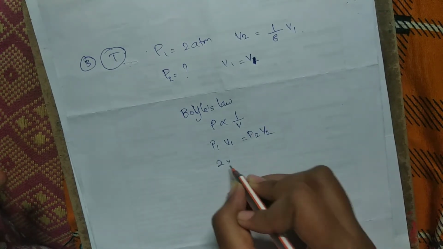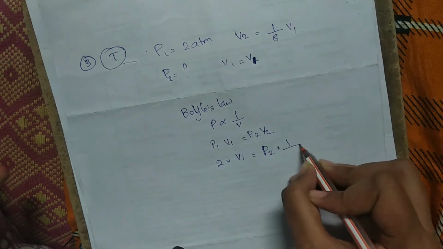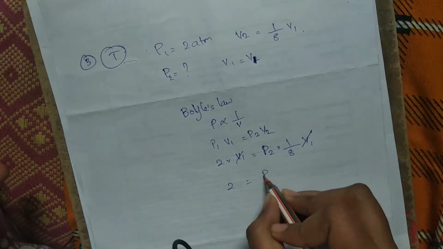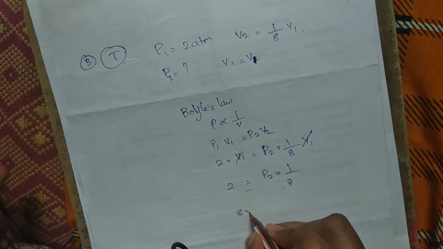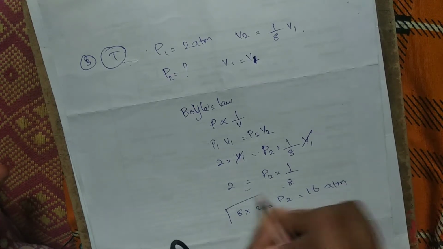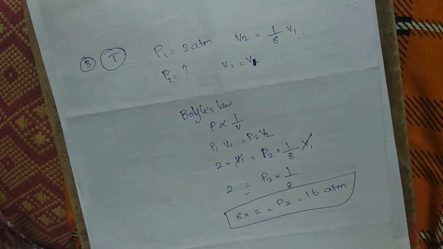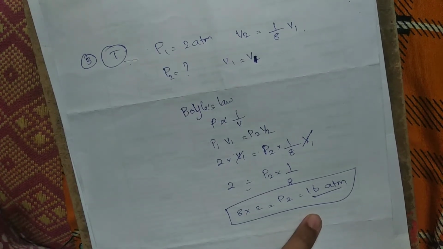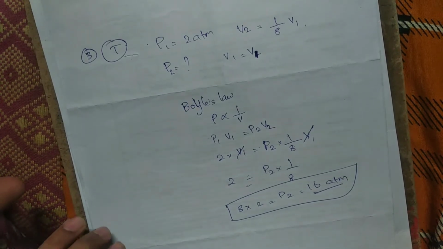P1 is 2 and V1 is V1. P2 we don't know. V2 is 1/8 of V1. V1 will get cancelled. 2 is equal to P2 into 1/8. This 8 will come here. So 8 into 2 is equal to P2. That is equal to 16 atmosphere. So the pressure to be applied to compress the gas to 1/8 of its initial volume is 16 atmosphere. This much pressure is required to compress the volume to 1/8 of its initial volume. This is the third question.